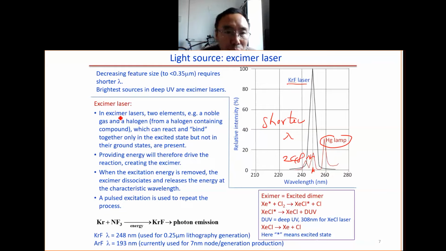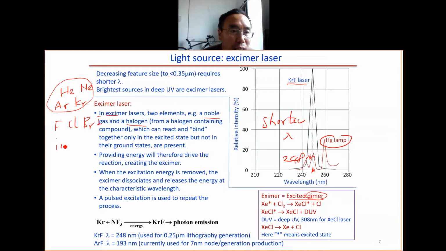So what is excimer? Excimer means excited dimer. It is a kind of dimer. So we have two components. One is the noble gas. So we know the noble gas is helium and so on. Another one is the halogen gas: fluorine, chlorine, bromine, iodine. So we have two of them. We know that those noble gases are very inert. They do not form compounds with other materials. But in the excited state, they can form the compound.